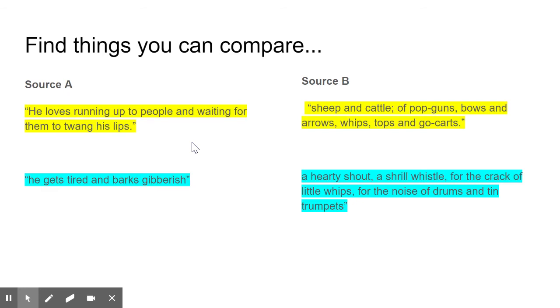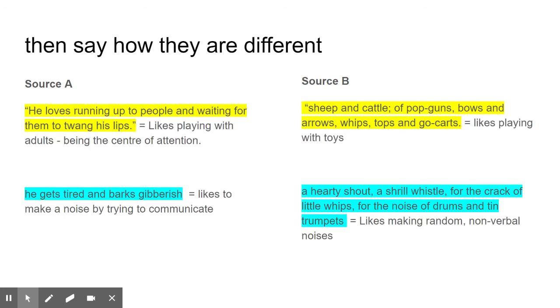So the boy in source A loves to run up to people and have them twang his lips. The boy in source B loves playing with sheep and cattle and pop guns and bows and arrows, etc. The little boy in source C loves to bark gibberish, and the boy in source B loves to make some noises, a shrill whistle, a crack of the whip, making noises with his drums and trumpets. So now I just need to summarize what those statements mean.